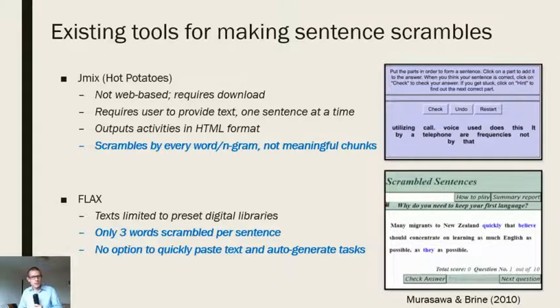So JMix scrambles by every word or every few words, depending on what the user specifies. It does require a download. It requires the user to specify where the sentences are divided before they get scrambled. In the Flax project, this is an excellent tool for raising learners' awareness of grammatical features, such as adverbs or prepositions, because it only scrambles 3 words per sentence, and it will only scramble the target language. So these are both excellent tools, although they do have limitations.